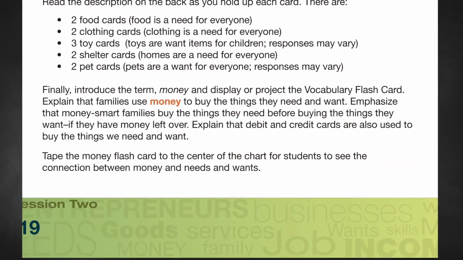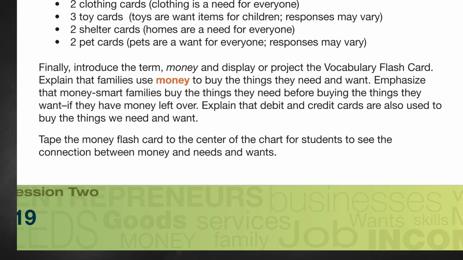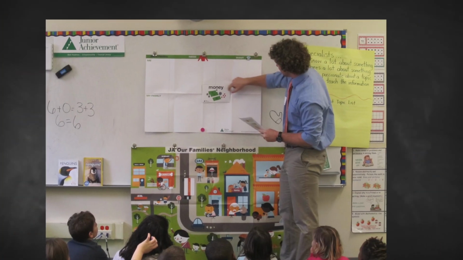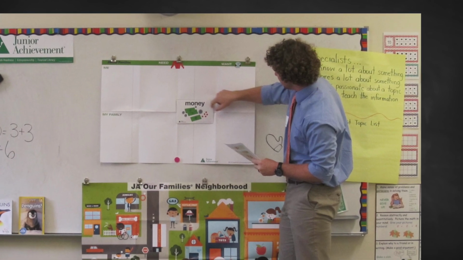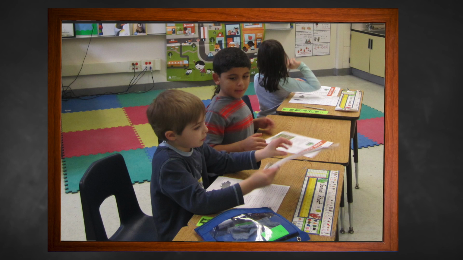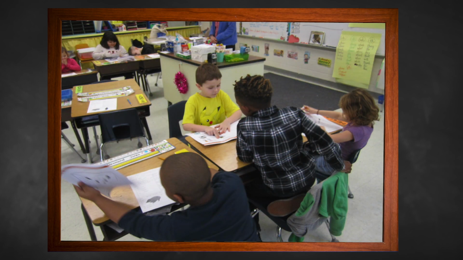Next, introduce the term money using the talking points in the volunteer guide, and use the digital vocabulary cards or tape the flashcard to the center of the Our Wants and Needs chart. Let the students know that they'll now play a fun game.